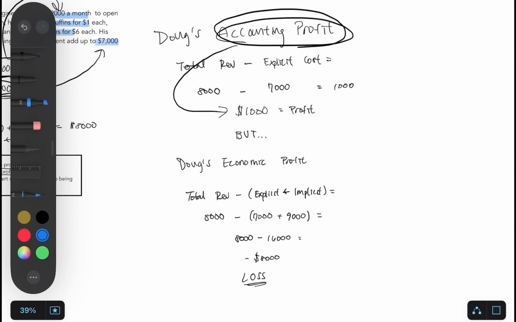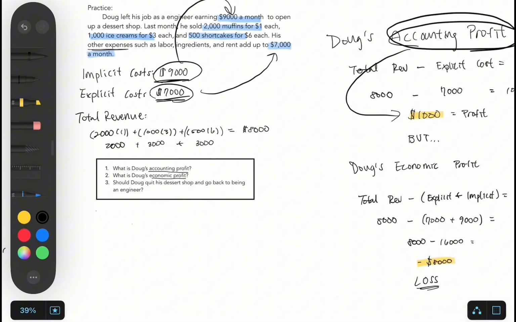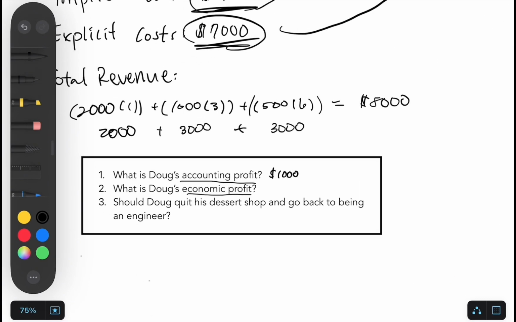In the accounting profit, there would be a profit of $1,000, but a loss in the economic profit. So to answer our questions, the accounting profit would be $1,000, and then the economic profit would be a negative $8,000. And yes, Doug should quit his dessert shop and go back to being an engineer.